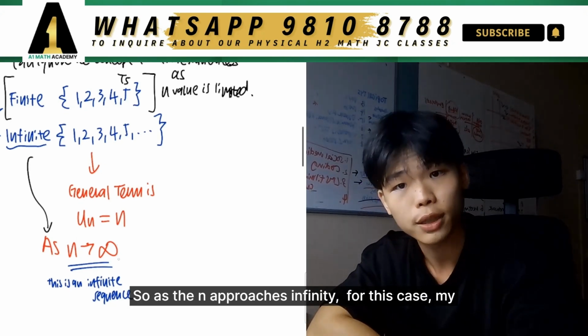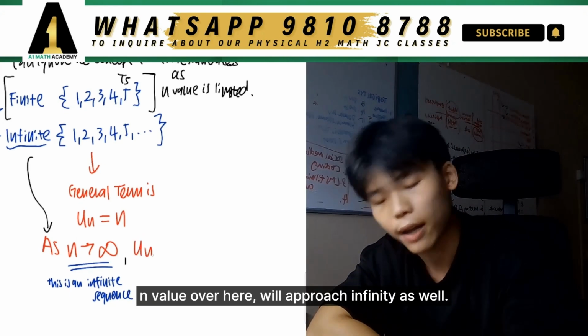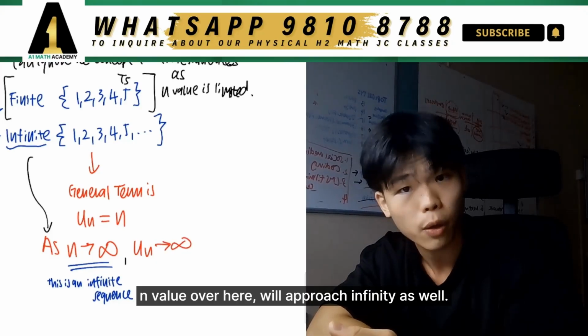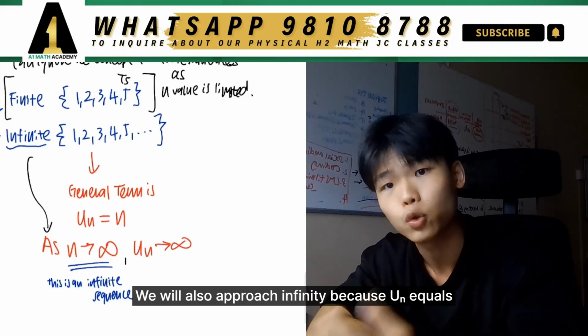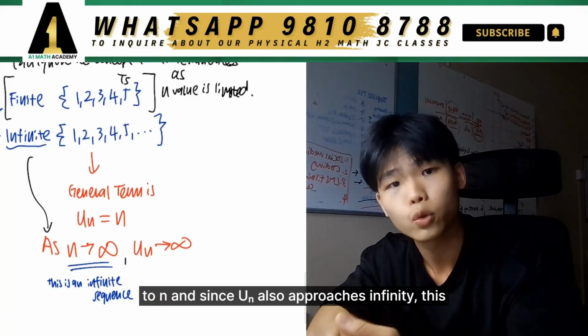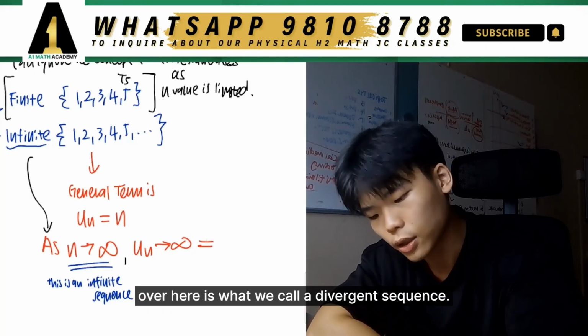As n approaches infinity, for this case, the un value will approach infinity as well, because un equals n. And since un also approaches infinity, this is what we call a divergent sequence.